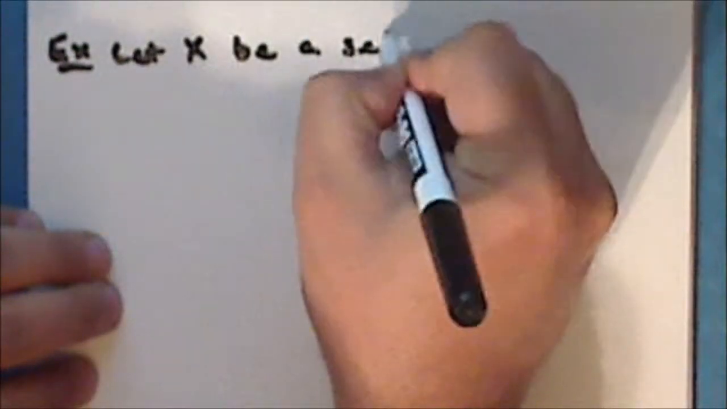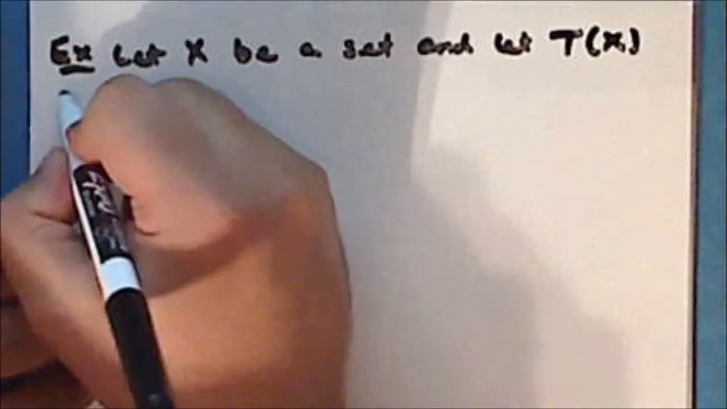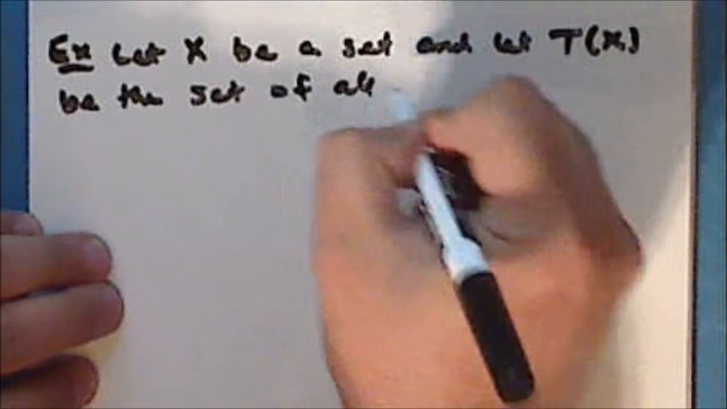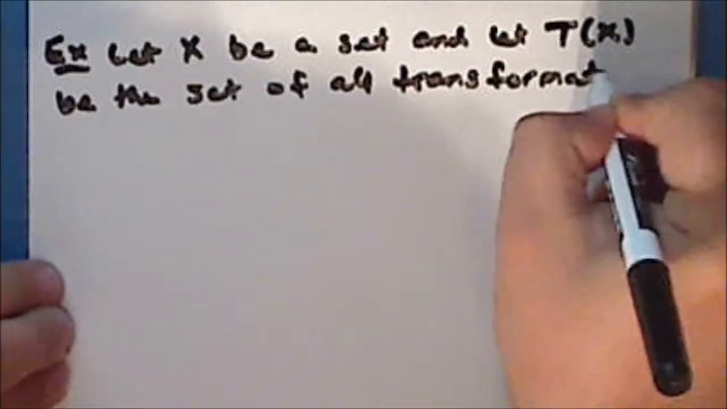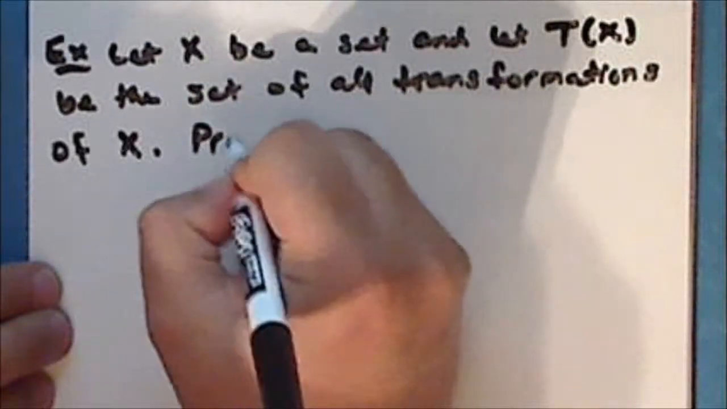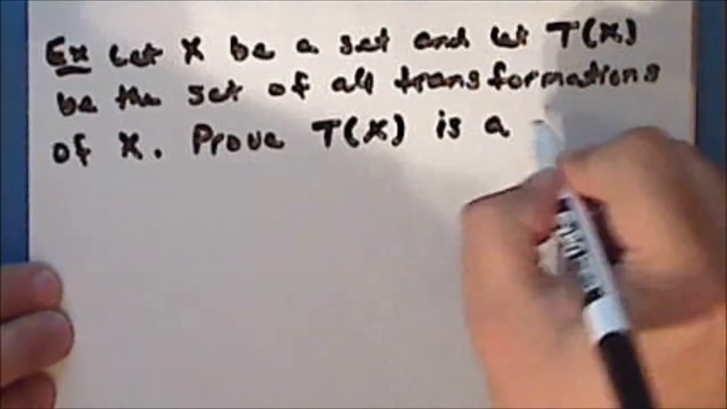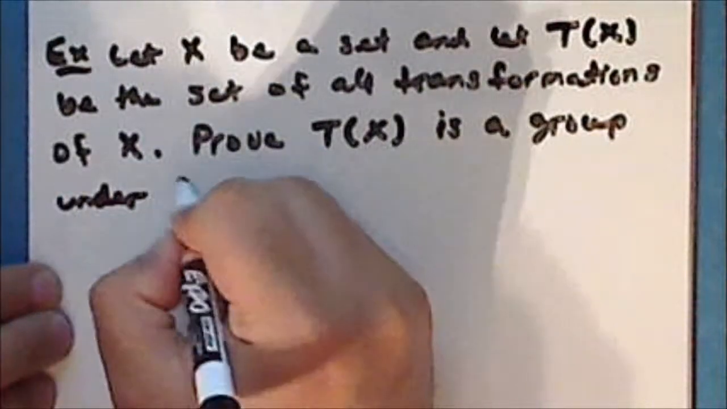So as a third exercise, let X be a set, and let T of X be the set of all transformations of the set X. Prove that the set of all transformations of the set X is a group under function composition.